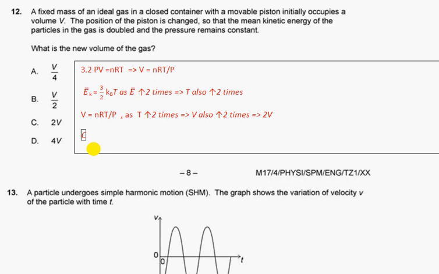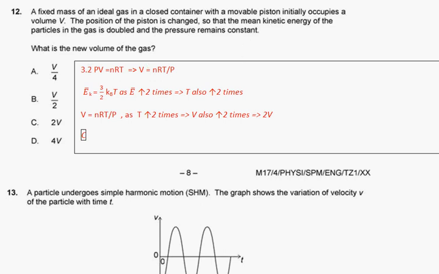A fixed mass of ideal gas in a closed container with a movable piston initially occupies a volume V. The position of the piston is changed so that the mean kinetic energy of the particles in the gas is doubled and the pressure remains constant. What is the new value of volume?